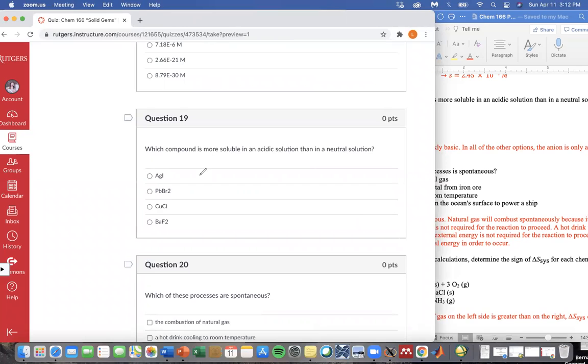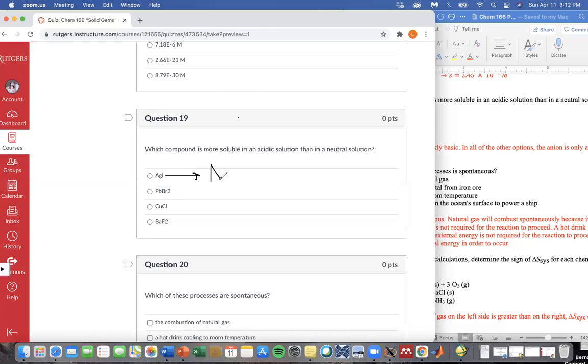And so we can start with AgI. In order for something to be more soluble in an acidic solution than in a neutral solution, we're going to want it to be a weak base, because a weak base would do better in an acidic solution versus a neutral solution, in comparison to either two completely neutral compounds or one that is acidic, because otherwise you're going to have the common ion effect going in. For example, AgI here, I think that might have even been an example in the earlier problem that we did.